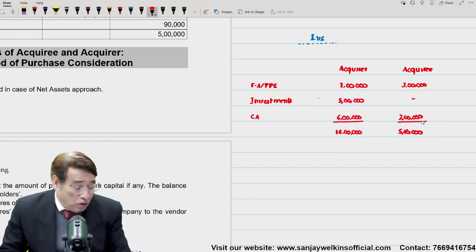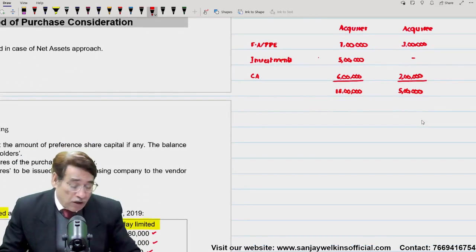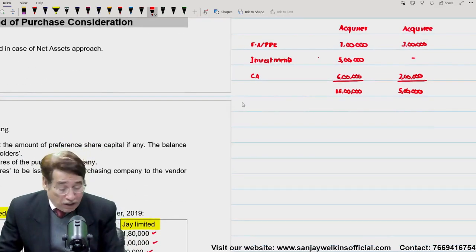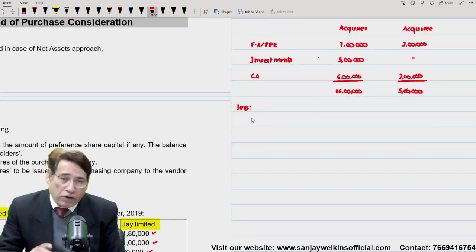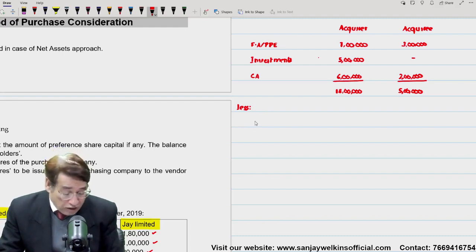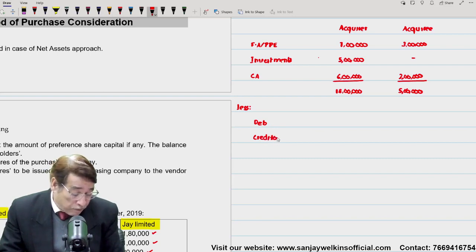Correct? So assets we have computed. In order to compute the net assets, all I have to do is to subtract the liabilities. As far as liabilities are concerned, we saw in the question there are three liabilities. One is debentures. Besides that, we are having creditors, and we are also having bills payable in this particular question.